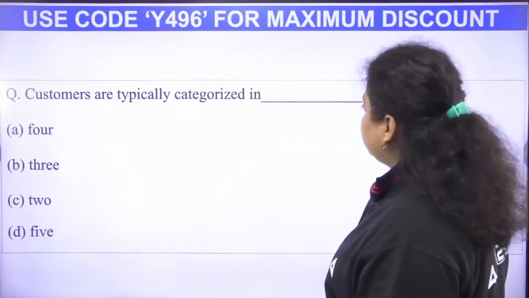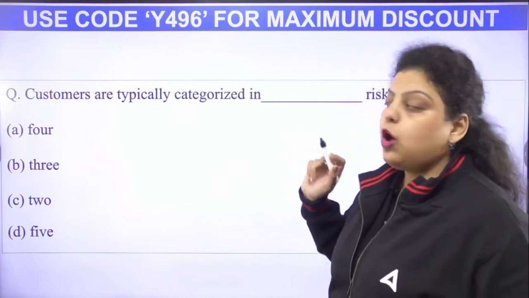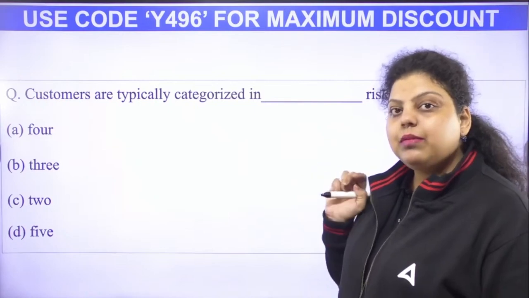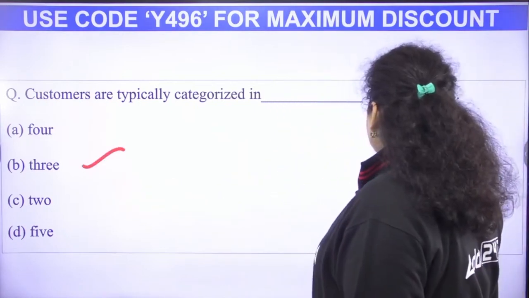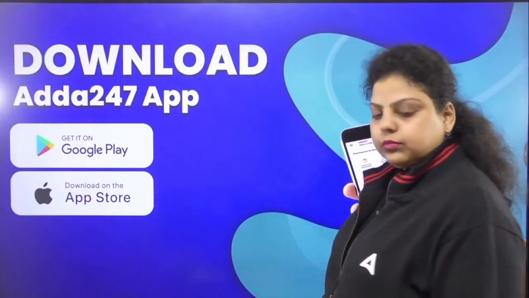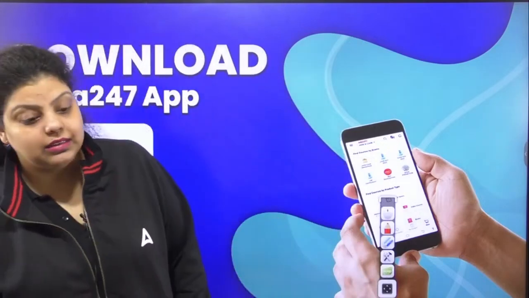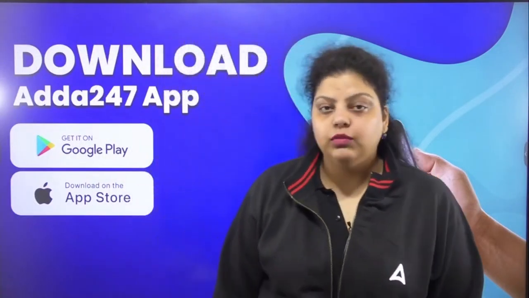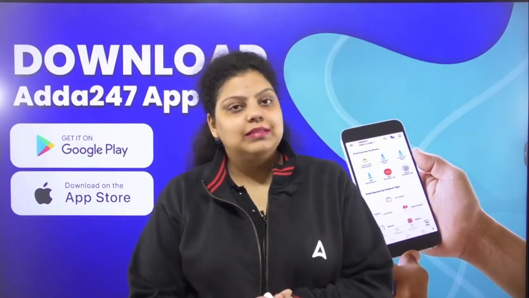Now next we have, customers are typically categorized in dash risk categories. How many categories are there? There are 3 categories: low risk, medium risk and high risk. So the right answer will be your B option. 3 risk categories are there: low, medium and high. Clear? So this was all for today, in which we have discussed in detail what AML KYC norms are required to control money laundering and to control financing of terrorism, and we have practiced certain questions.